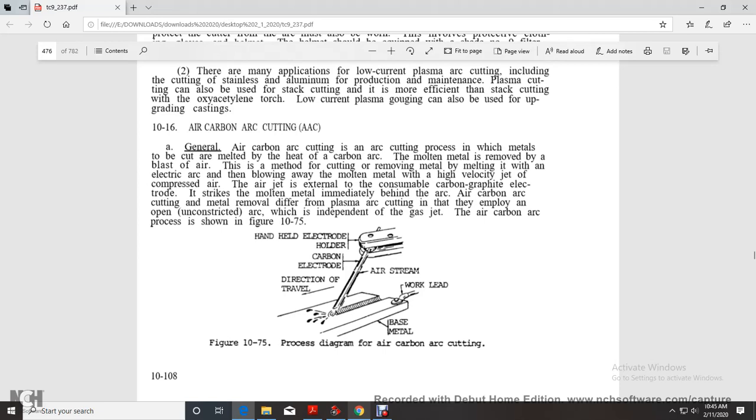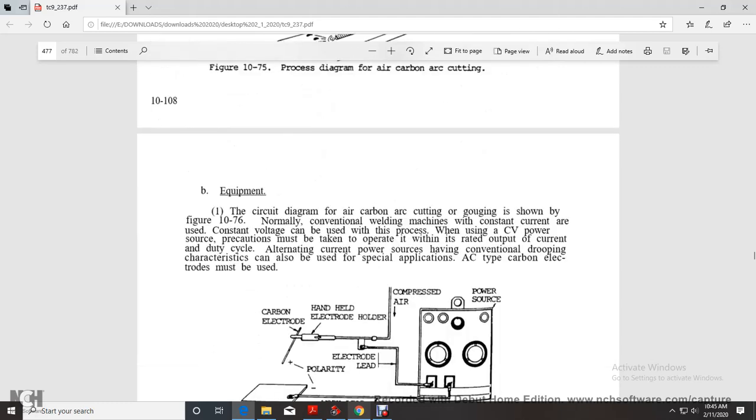The air jet strikes the molten metal immediately behind the arc, and the electrode is a consumable carbon graphite electrode. Air carbon arc cutting and metal removal differ from plasma arc cutting in that they employ an open, unconstricted arc, independent of the gas jet. The air carbon arc process is shown in figure 1075, the process diagram of air carbon arc cutting: a handheld carbon electrode, direction of travel, and air stream working on the base metal. The circuit diagram for air carbon arc cutting and gouging is shown in figure 1076.